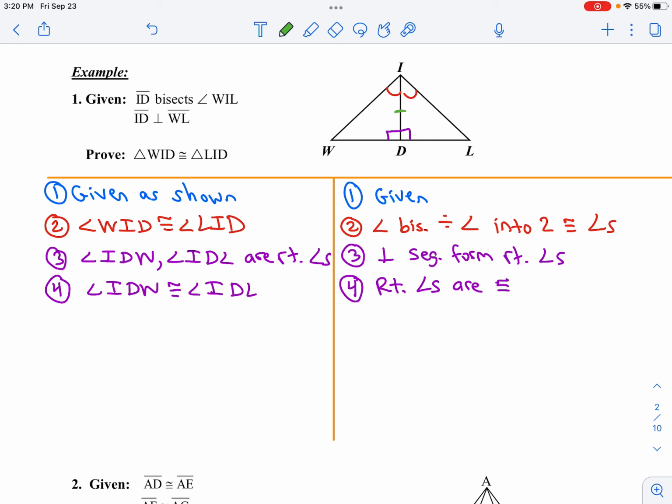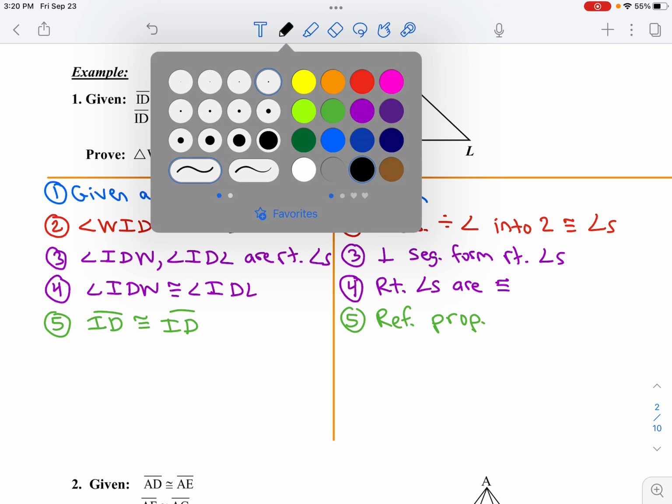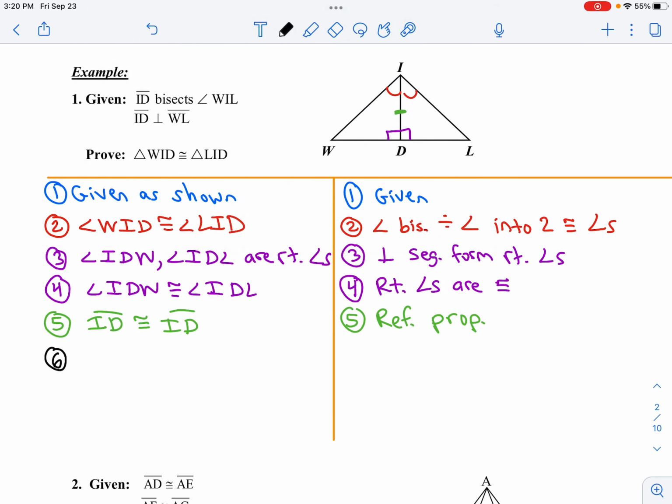Here it is. I hope you're ready for it. Segment ID is congruent to segment ID by the reflexive property. So you can just write ref, because some people will spell it wrong. So if you just write ref, you'll never spell it wrong, I hope. So we'll just write reflexive property. And so we have red angles, green sides, purple angles, ASA. You can already see it happening. I don't know what color to use. All right, we're going black. It's happening. 6 steps. That's fantastic. So triangle width is congruent to triangle lid.